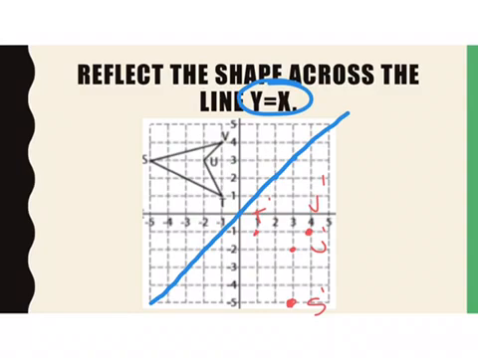Now, looking at the original picture, S connects to T. T connects to U. U connects to V. And V connects to S. And you have just reflected this quadrilateral across the line y equals x.